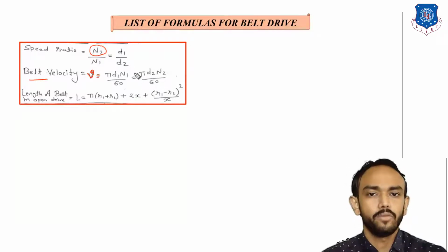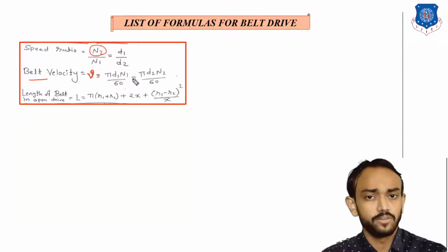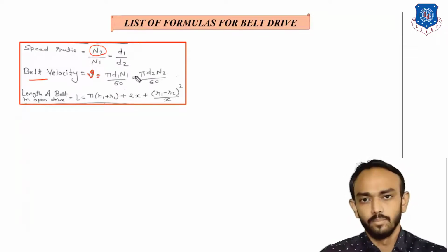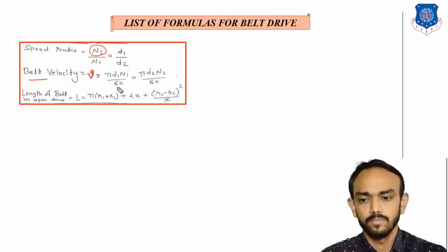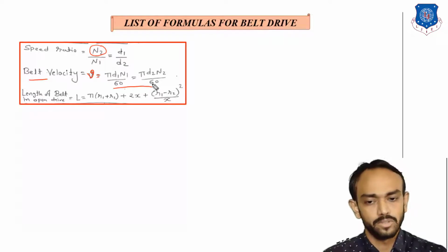Because right now we have not considered the slip of the belt, the velocity of belt will be the same for the driver and driven. We are not considering the S1 percentage of slippage between the driver pulley and belt, and S2 percentage between the belt and driven pulley. So we are not considering the slip right now. So this is the basic formula: pi d1 n1 upon 60 is equal to pi d2 n2 upon 60.